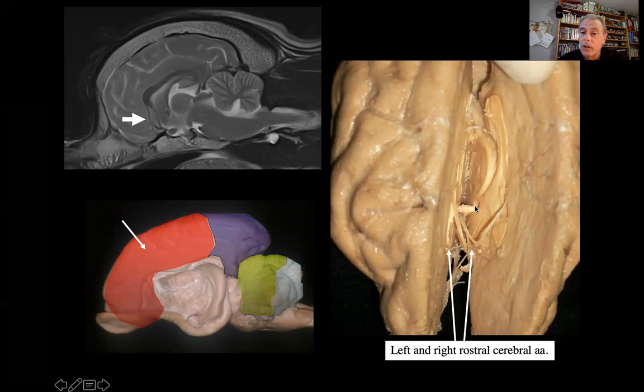This is the rostral commissure. And as you see, the rostral cerebral artery is that one. It forms several branches, and there are anastomoses in between those branches. So the rostral cerebral artery, as you see, vascularizes two thirds of the middle aspect of the cerebral hemispheres.